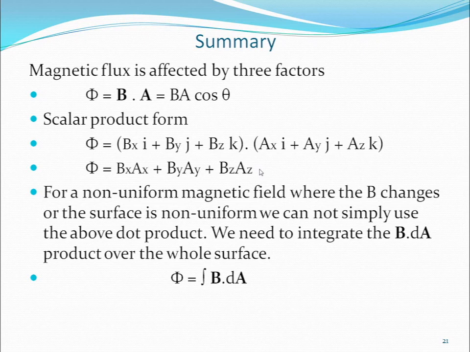What we have done so far applies only to a uniform magnetic field. But what if the magnetic field is not uniform? That is, if its direction is changing or its magnitude is changing or both are changing, a non-uniform magnetic field. The area so far has been a flat surface. But what if the surface is a curved, bumpy surface? What do we do?